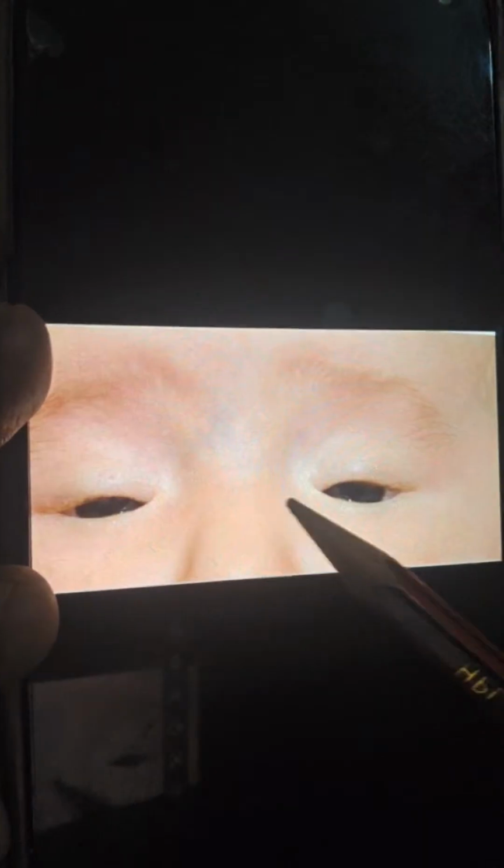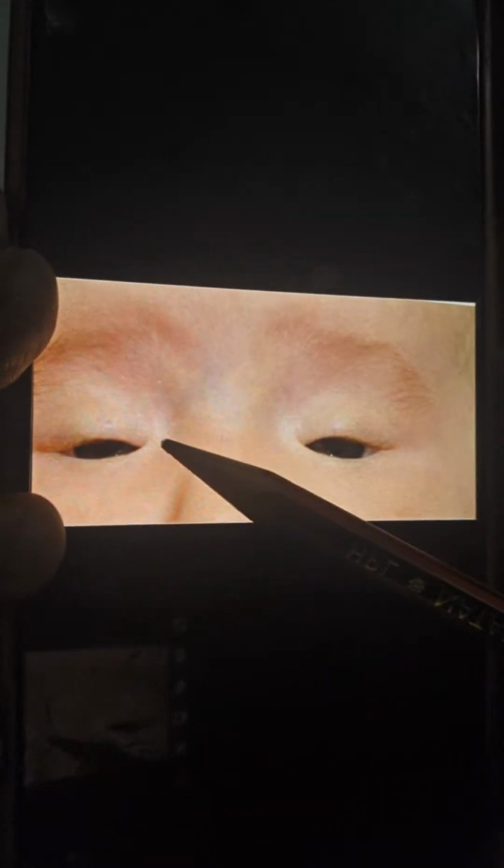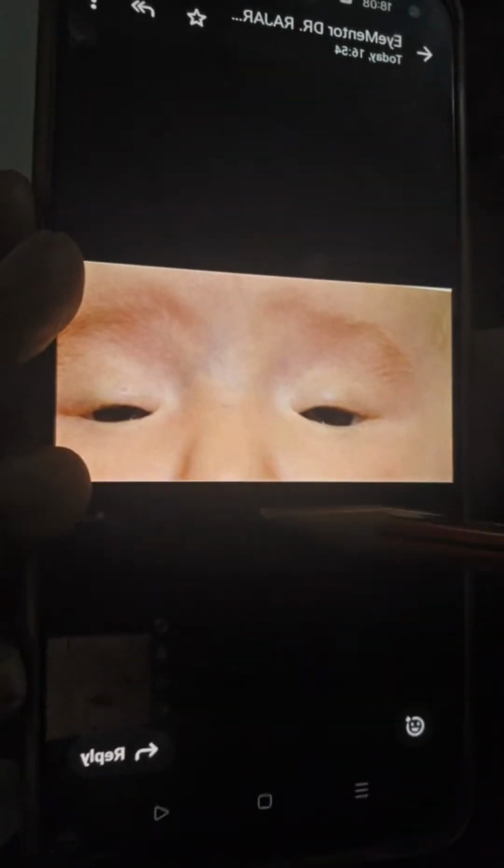Now, look at the distance between the 2 medial canthi. Is it increased? Yes. So I have increased separation between my medial canthi. This is called telecanthus. So what is the 4th finding in this image? Telecanthus. First I showed you decreased palpebral fissure height, decreased palpebral fissure width, epicanthus inversus, then telecanthus.